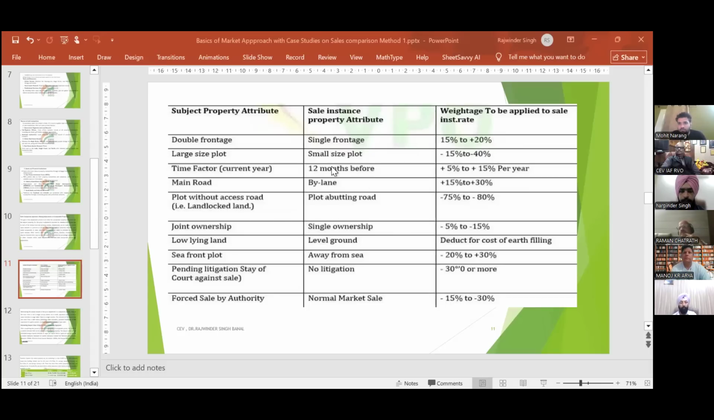And the sale instance was of a plot which was awaiting the road. So whether we will apply positive or negative? Negative. So we will apply a negative weightage, because had it been a landlocked land, it would have fetched a lower value. So we have to bring them to the same level.